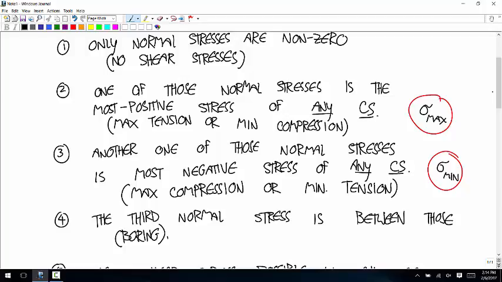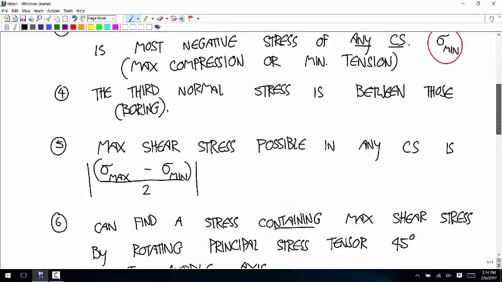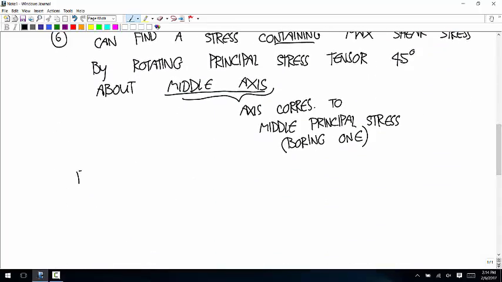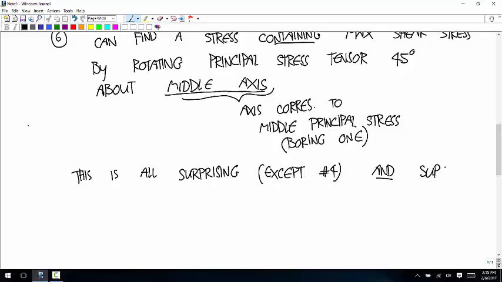Okay, so this is all surprising, except which number was not surprising? Number 4. And it's all super useful for predicting failure.